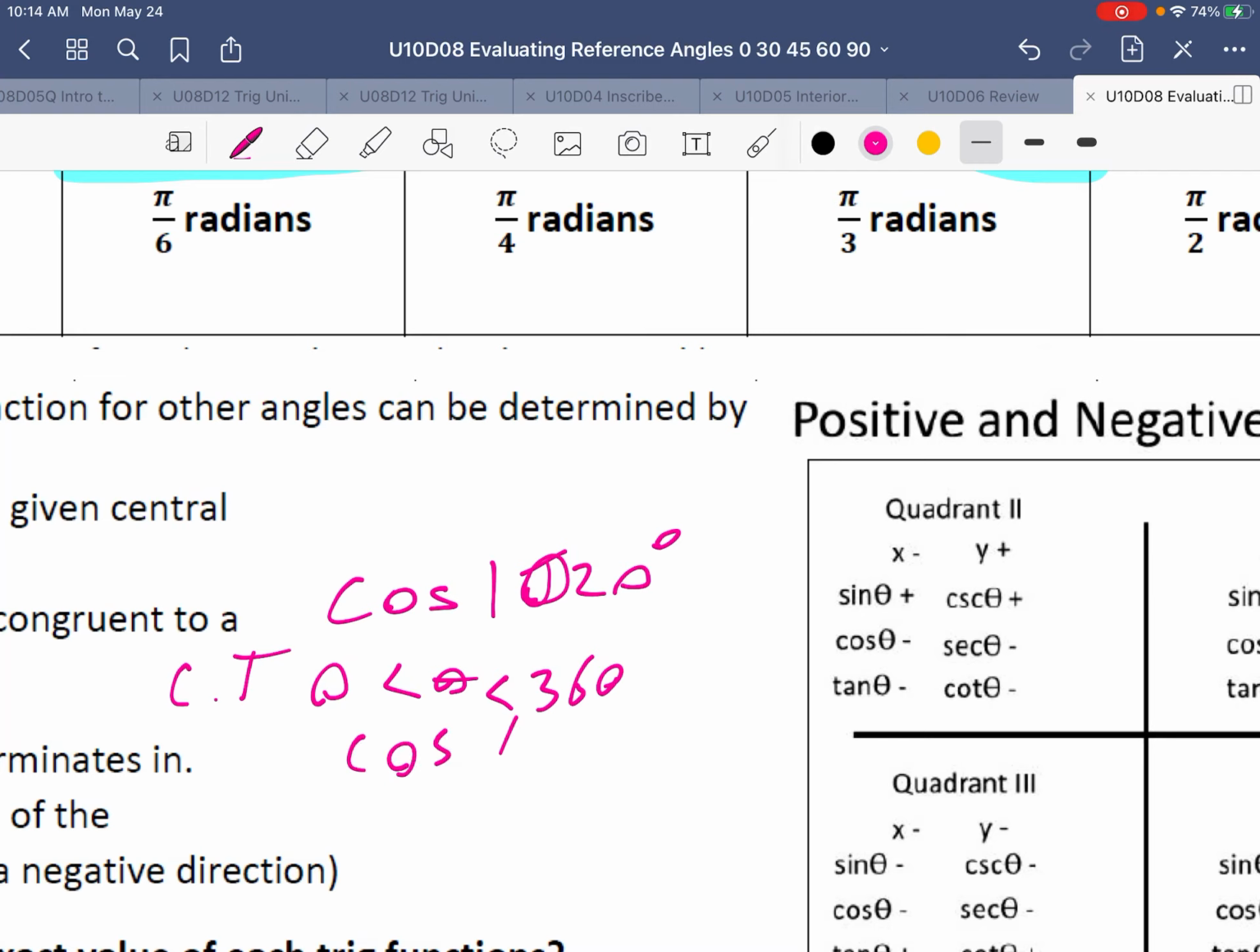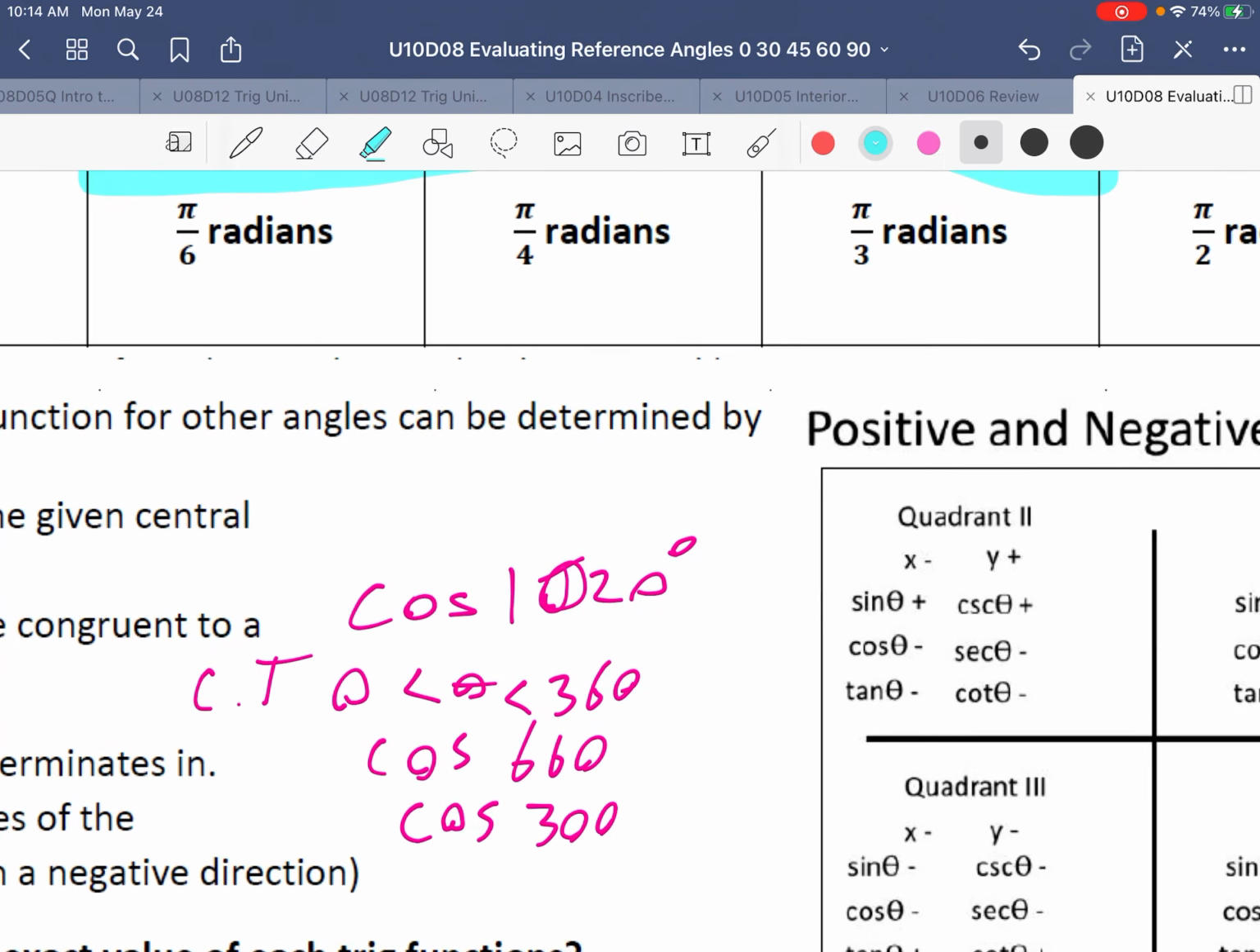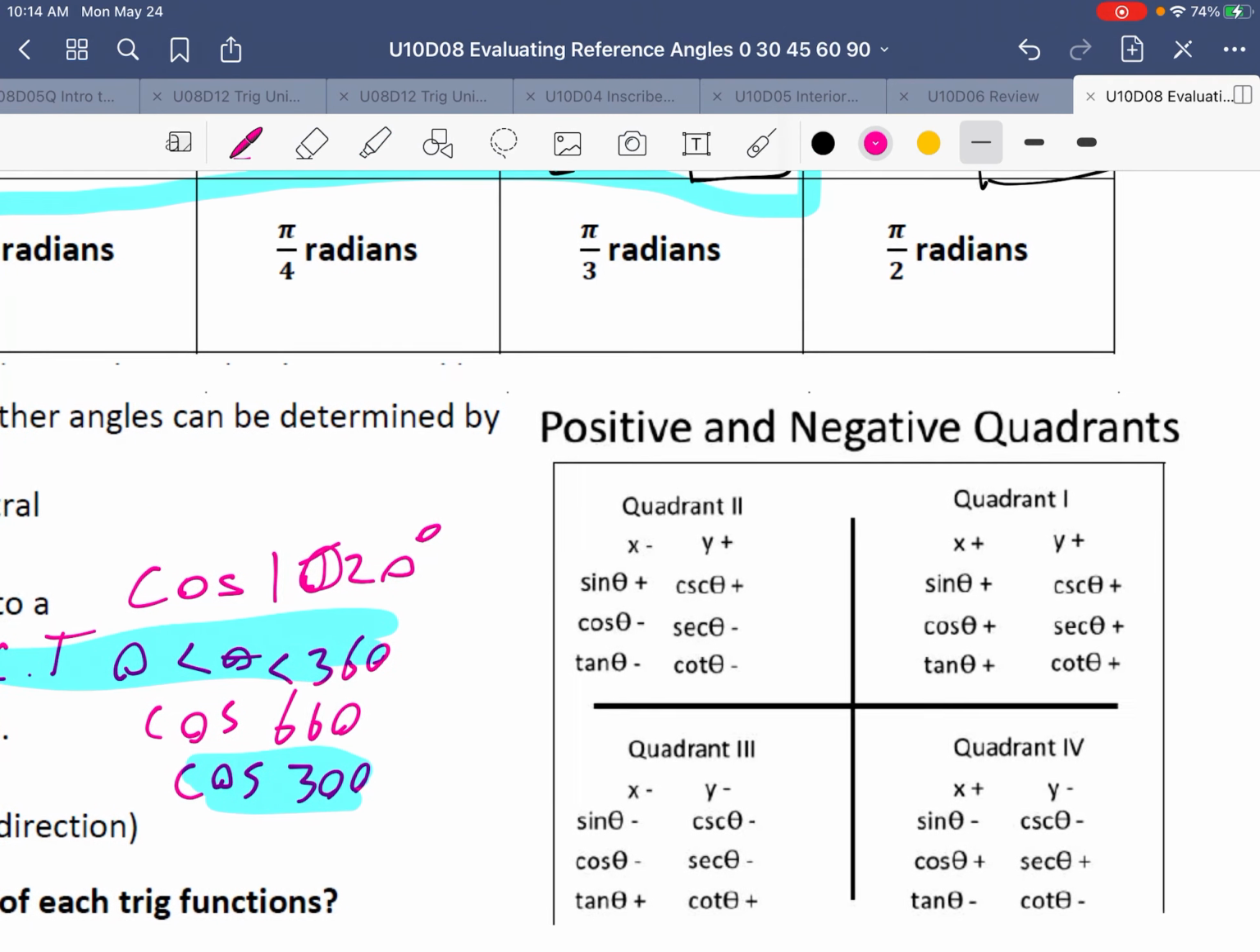1020 minus 360 becomes the cosine of 660, which is still too big, so we'll do it again and get the cosine of 300. So that's step 1: a coterminal angle between 0 and 360, which made this into 300.